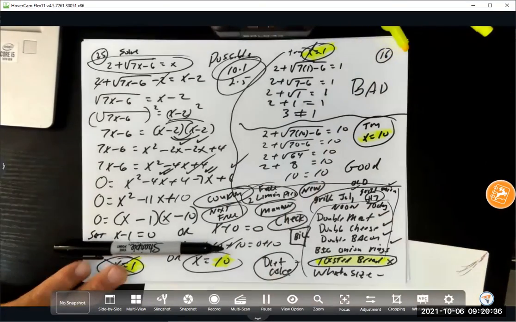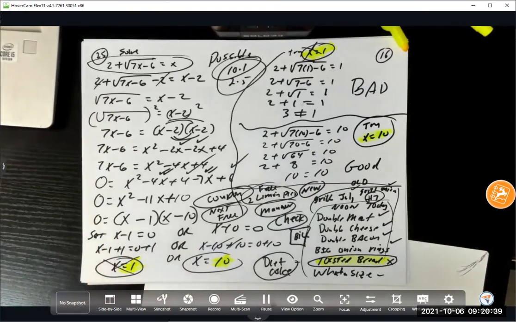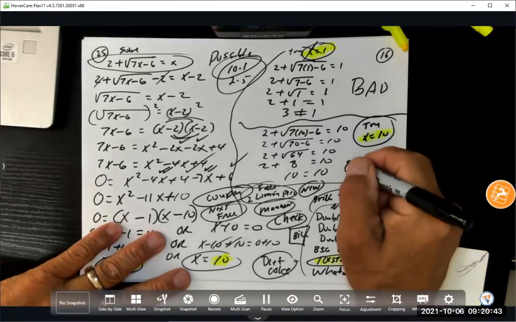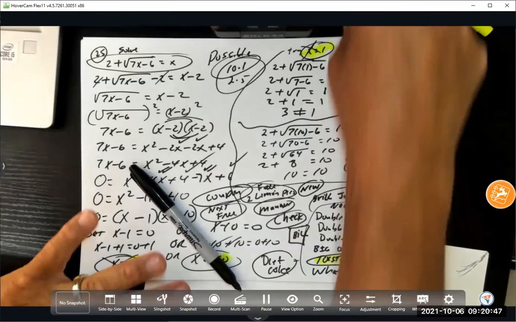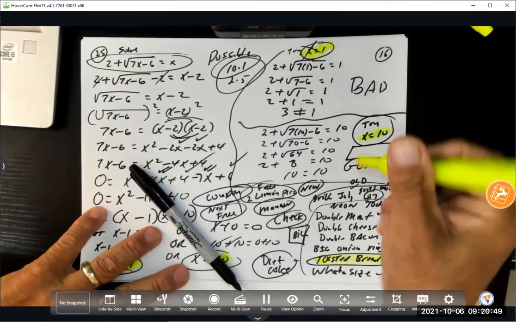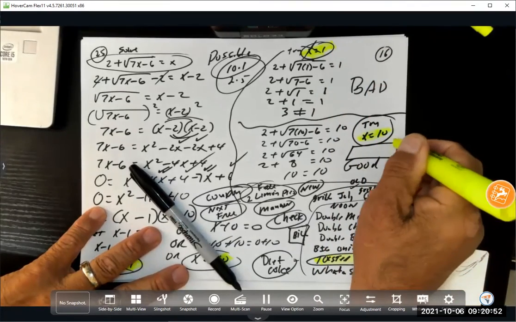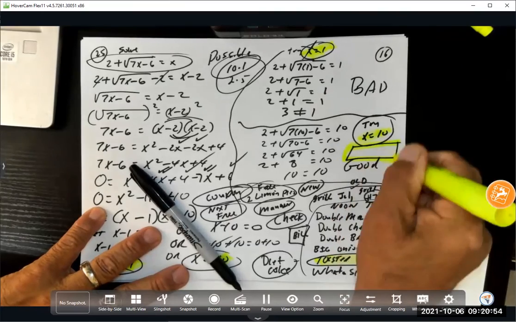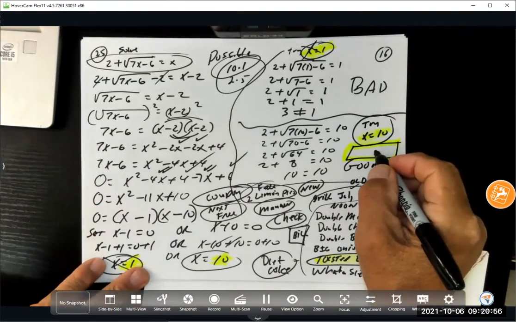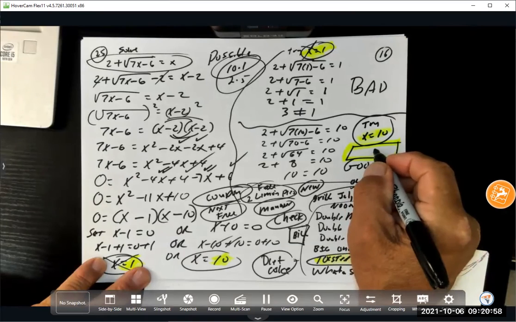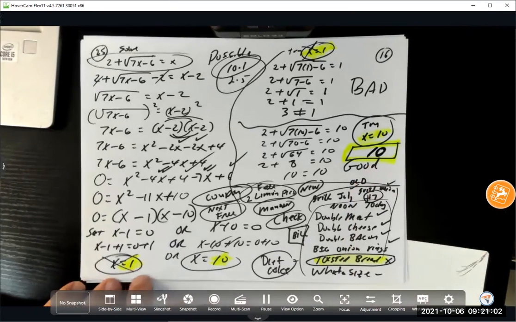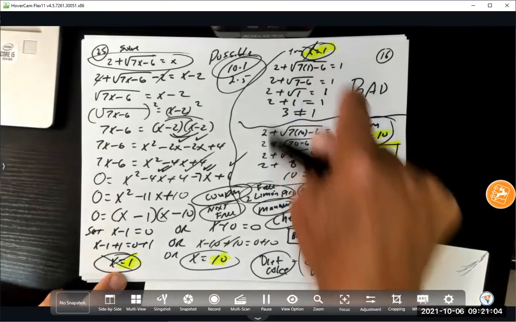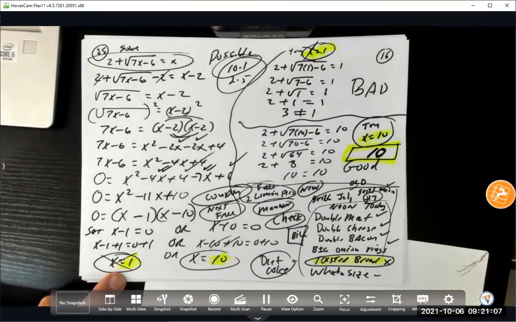So I tried 1, no way. I tried 10, yes. So when I put this in my answer box, I'm just gonna put the answer right here. Just give me the answer that worked. What number goes in my yellow box right here? Tell me. Just give me a number. What number worked? 10. Yeah, 10 worked. And then the 1, did positive 1 work? No, it didn't work. It messed it up. Does that make sense?